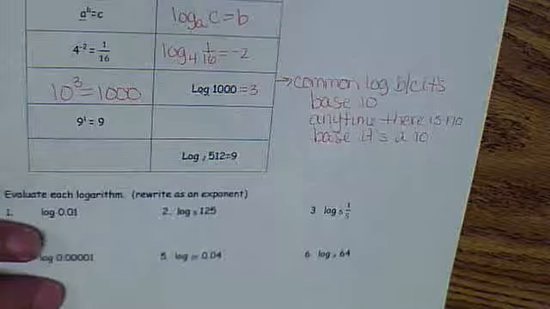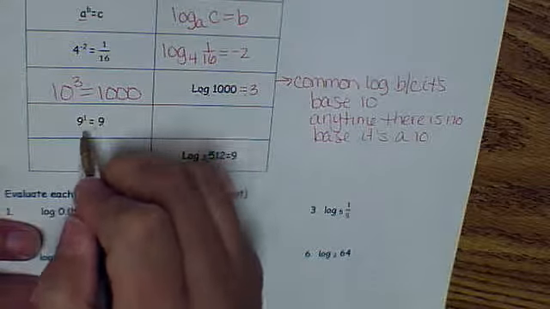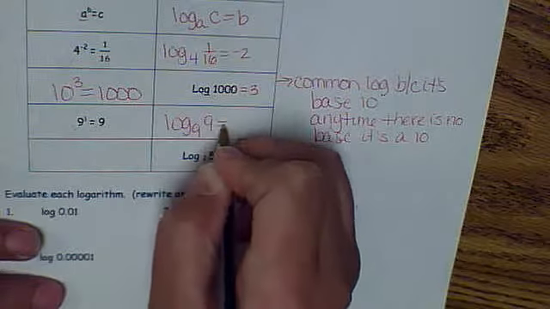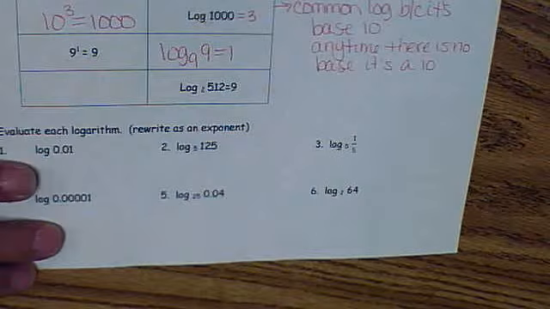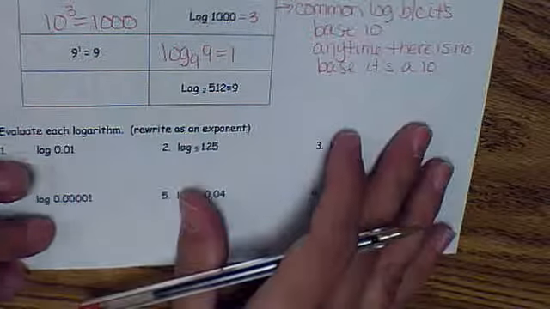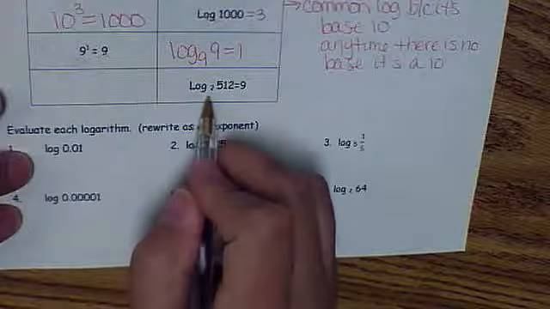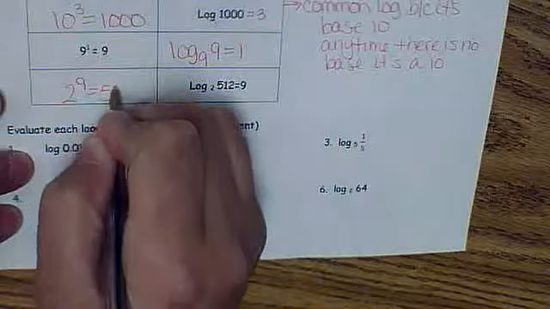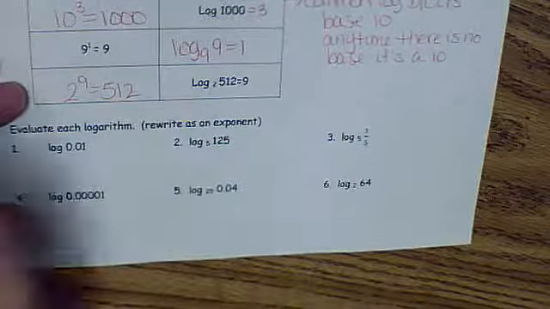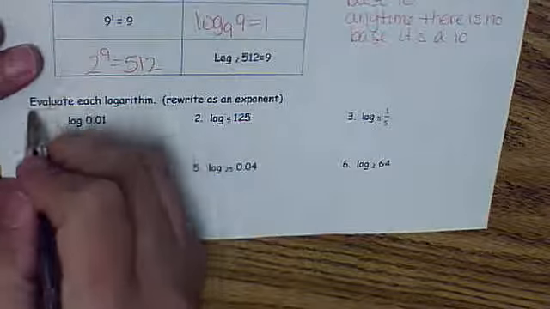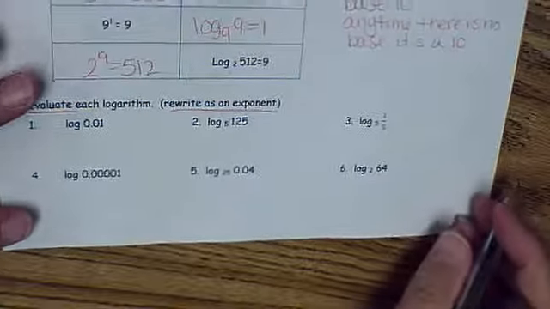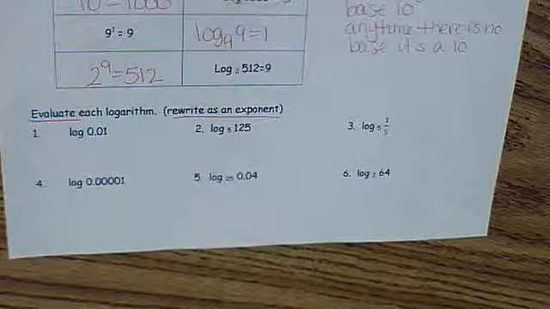So 9 to the first power equals 9. As a log would be log base 9 of 9 equals 1. Log base 2 of 512 equals 9 would be 2 to the 9th equals 512. Now in this next section we're going to be evaluating each logarithm, and what we're going to do is rewrite it as an exponent, and we're going to use our calculator to find the answer.